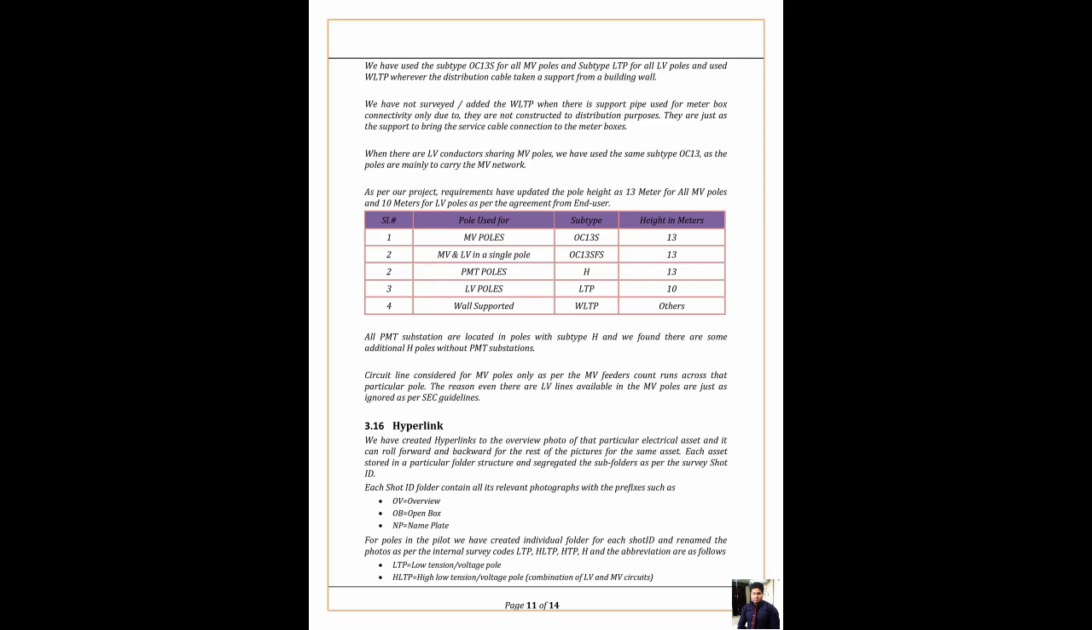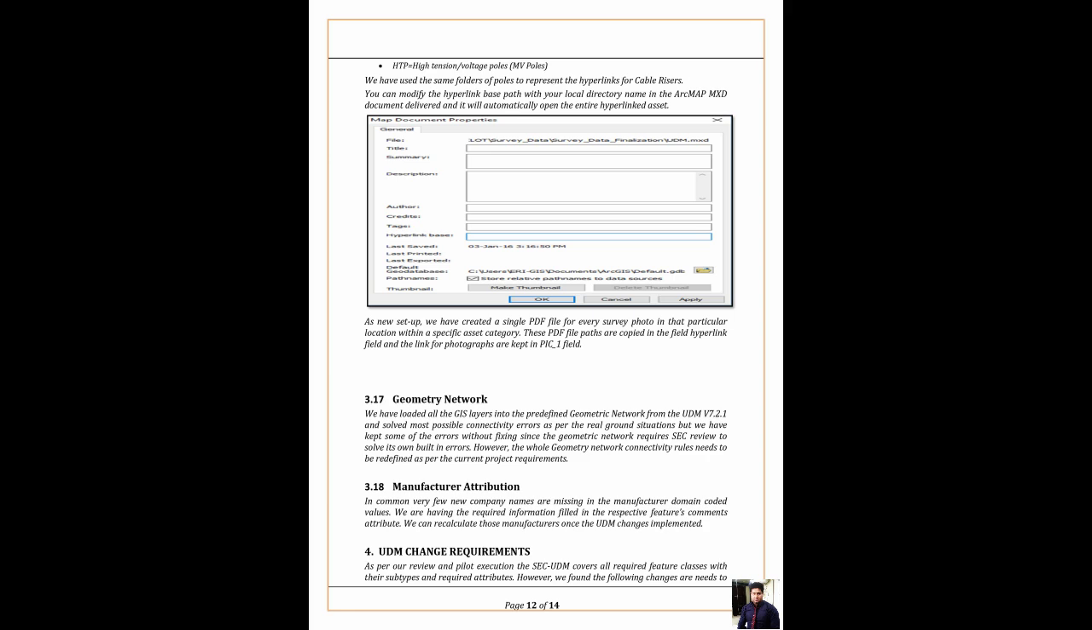For poles in the pilot, we have created an individual folder for each shot ID and renamed the photos as per the internal survey codes LTP, HLTP, HTP, H. The abbreviations are as follows. LTP is equal to low tension voltage pole. HLTP is equal to high low tension voltage pole, a combination of LV and MV circuits. HTP is equal to high tension voltage pole, MV poles. We have used the same folders of poles to represent the hyperlinks for cable risers.